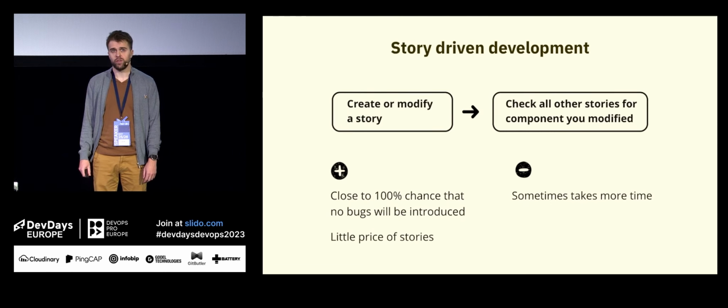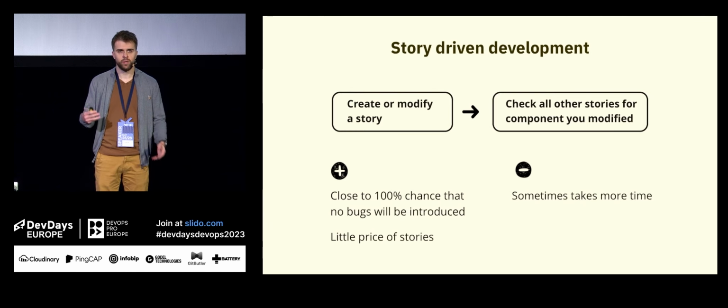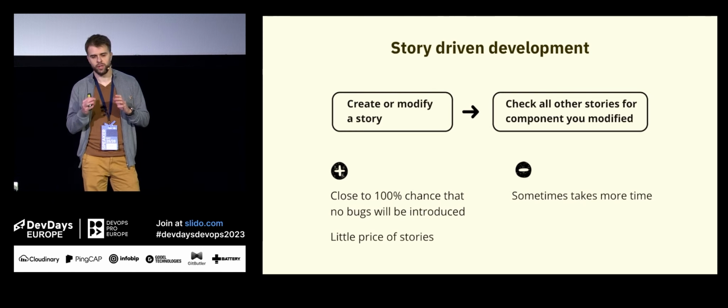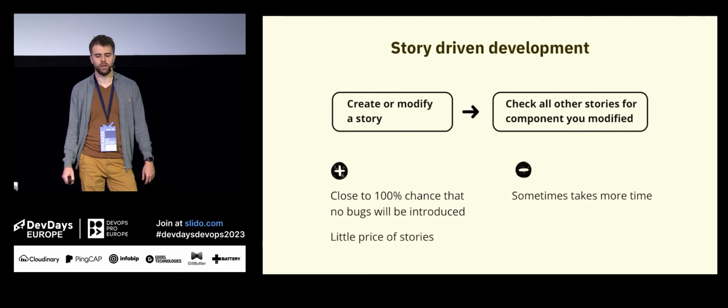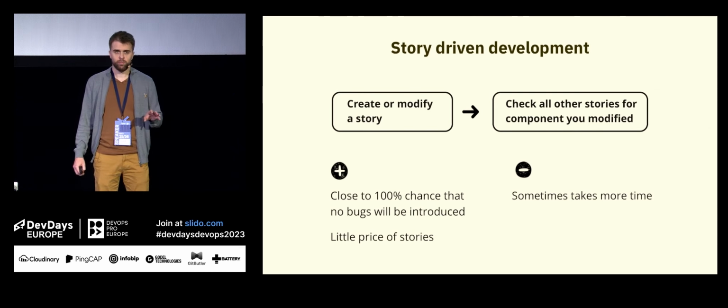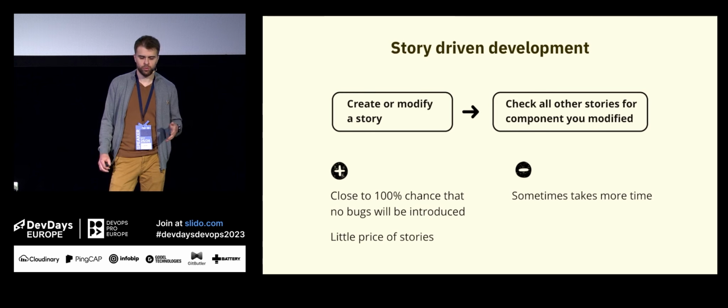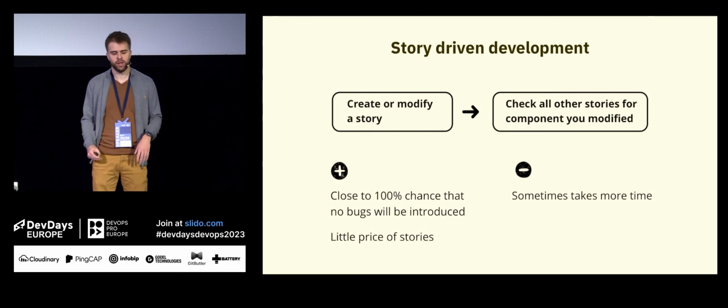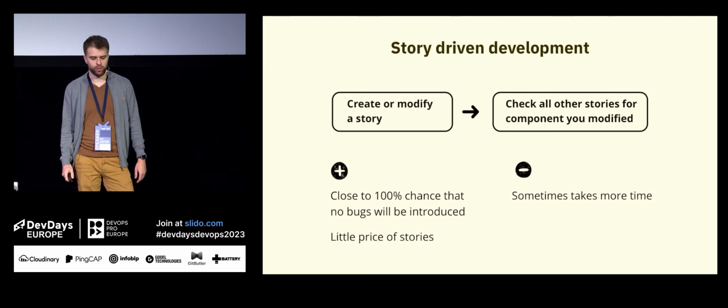For story-driven development, the flow looks a bit different. You first create a small story for your case, and then you check all other stories for components just to be sure you didn't conflict anywhere. With that approach, you have close to 100% chance no bug will be introduced, because if a feature is scoped to a component and you checked all cases the component provides, then you can be sure it works properly.